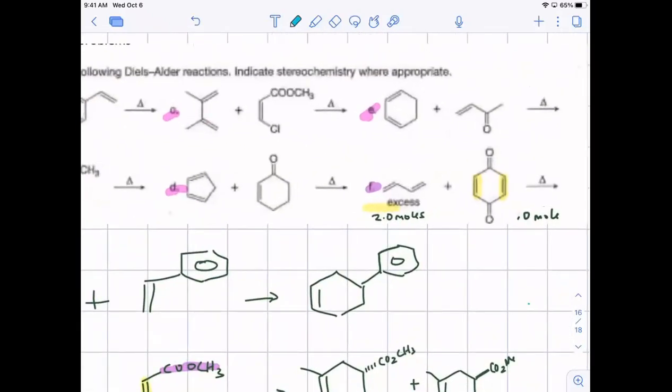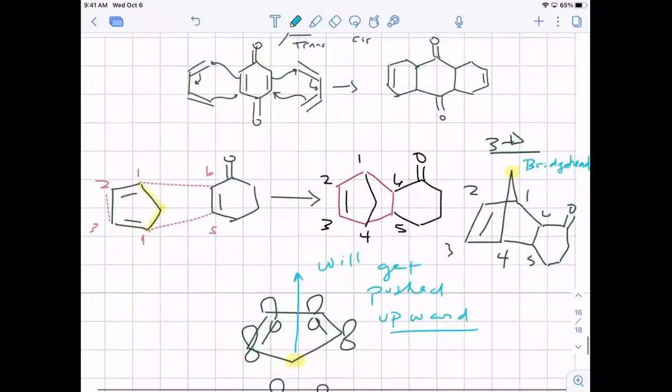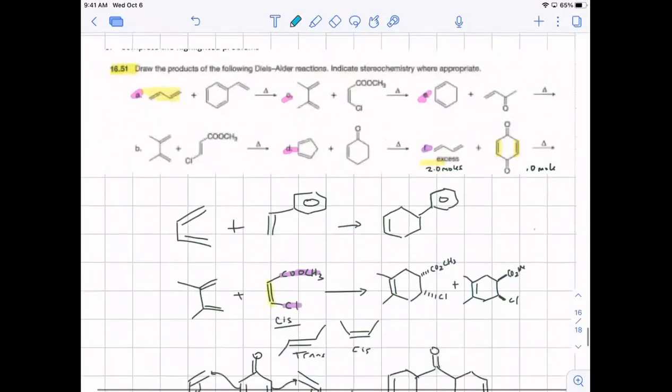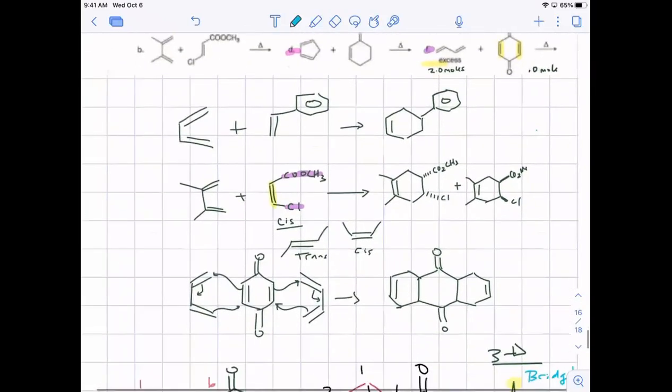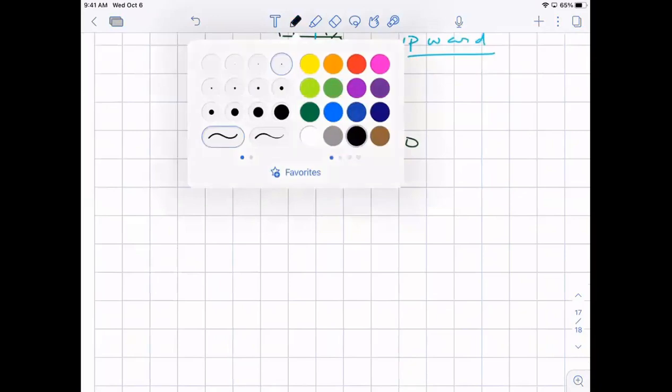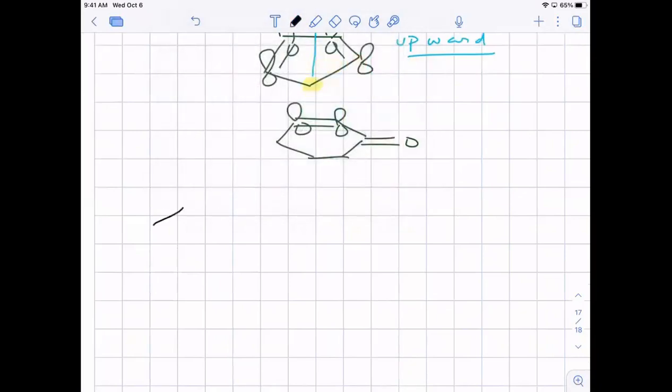Let's do E. E is a similar type of problem because you start with a cyclic diene, but you have an acyclic dienophile. So let's see what that would look like. So I'm starting out with this.